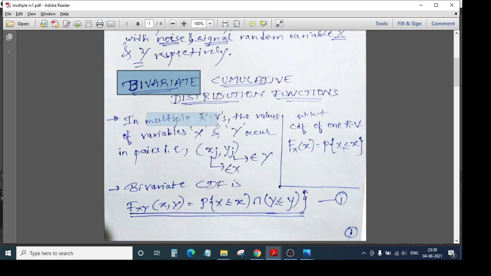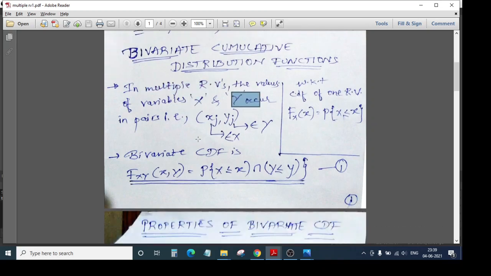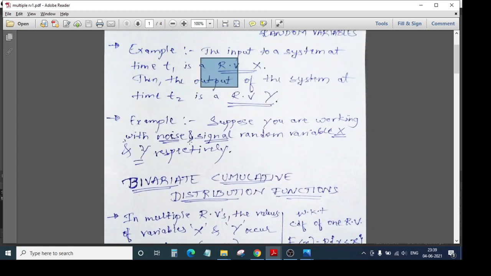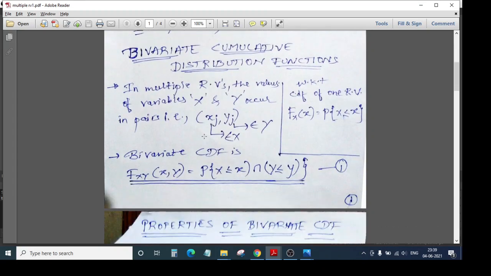Okay. So we have multiple random variables, right? Then those multiple random variables are X and Y. As we are saying, this X and Y will always occur in pairs, and I have given you the examples as well. Now in your random variables X and Y, x_j will belong to capital X, and y_j will belong to capital Y. So these two will belong respectively to each of these variables. Okay. In that case, what would our CDF be?